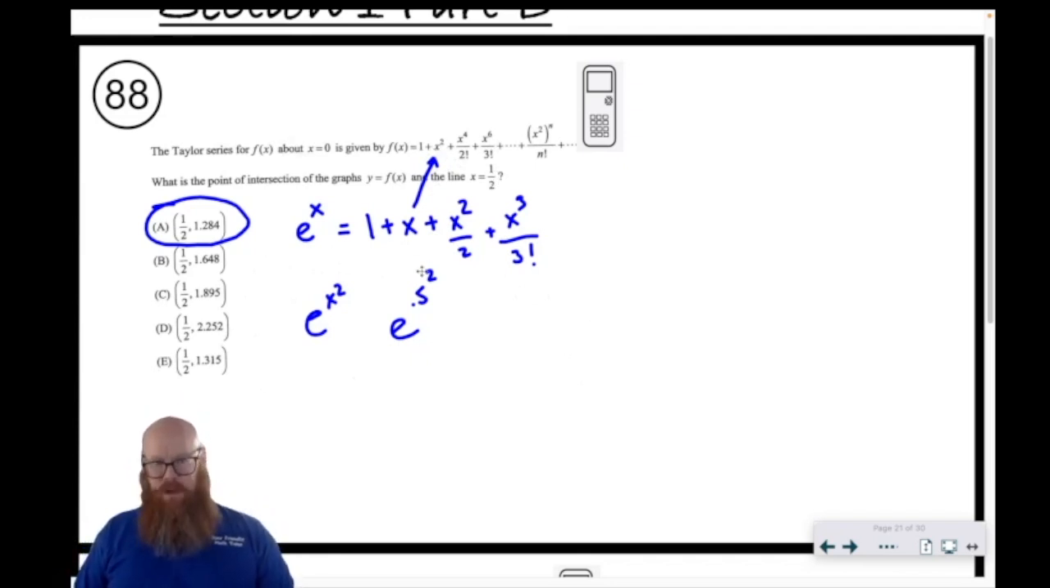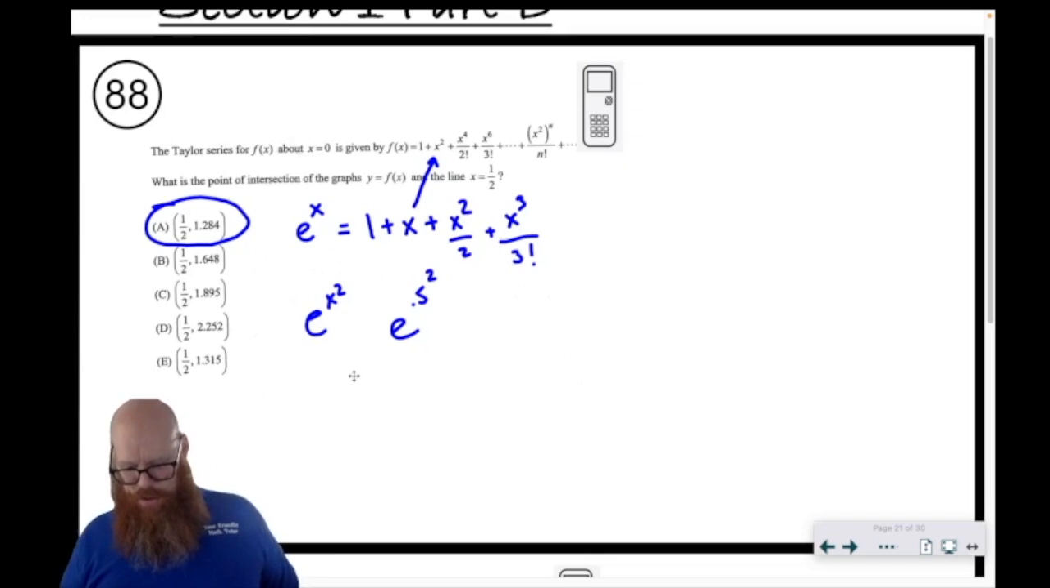So I'm going to do 1 plus 0.5 squared plus 0.5 to the 4th, and then that one's divided by 2. And I'm going to go one more. Plus 0.5 to the 6th, and then that's divided by 6, because 3 factorial is 6. And that gives me 1.2838. So that's like the only one that's close.